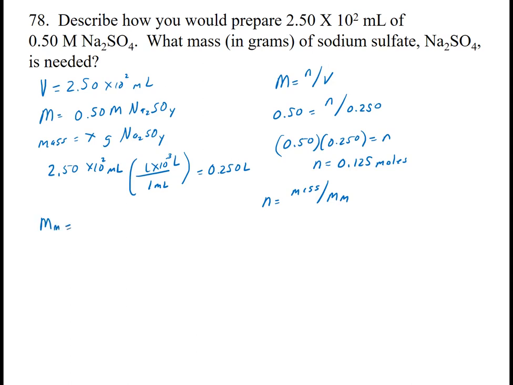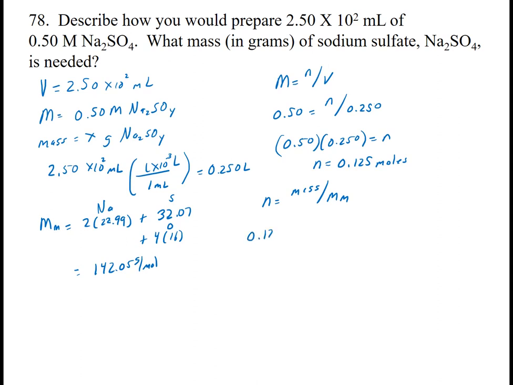Molar mass is 2 times 22.99. And yes, it's very tempting to round that to 23, but please don't. That's for sodium, plus the 32.07 for the sulfur, plus 4 times the 16, and that's the oxygen. And so when I do that, I get 142.05 grams per mole.